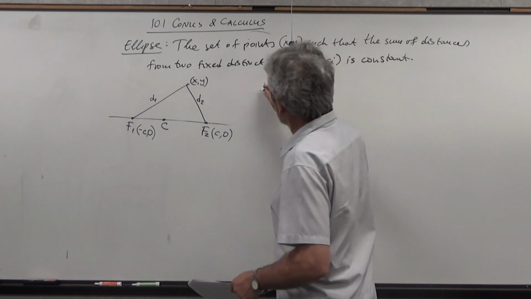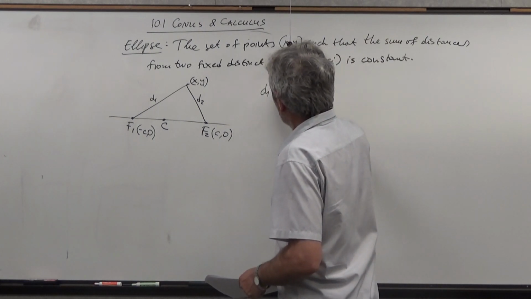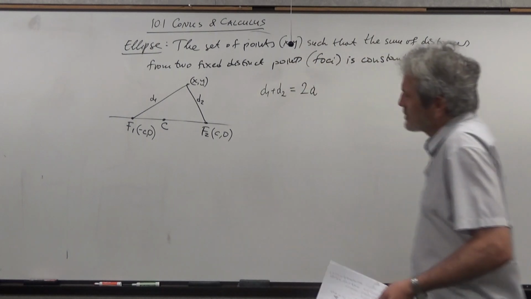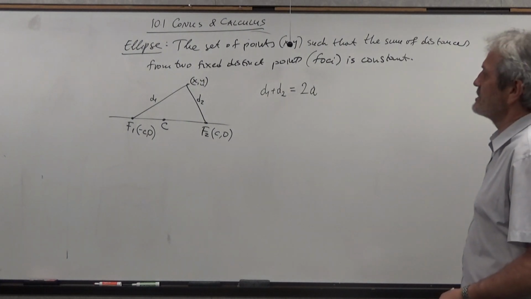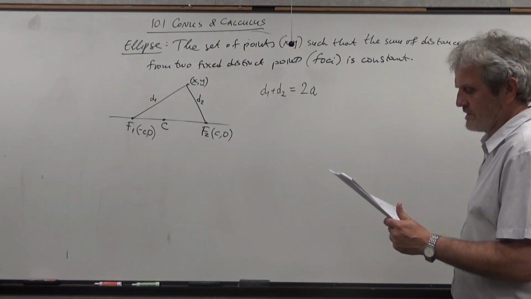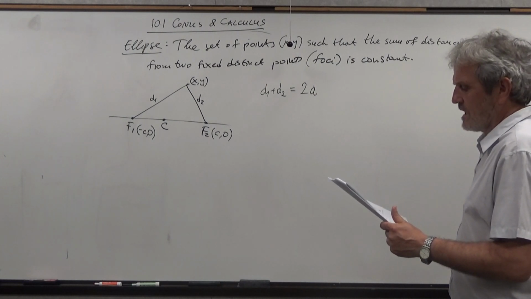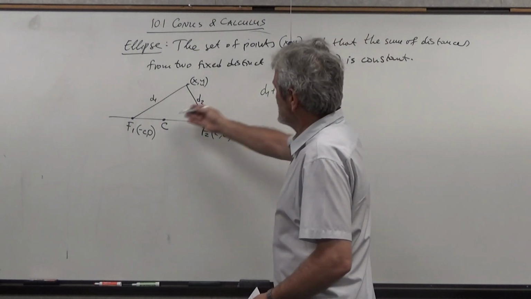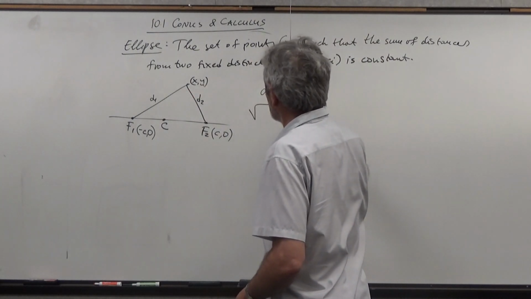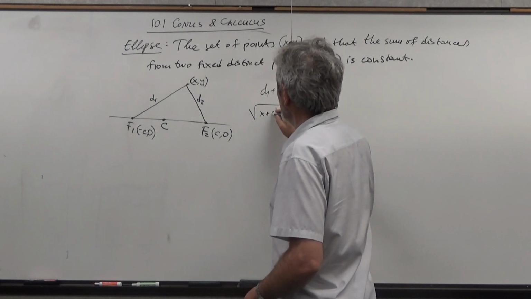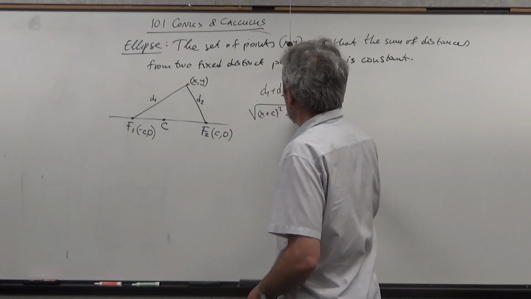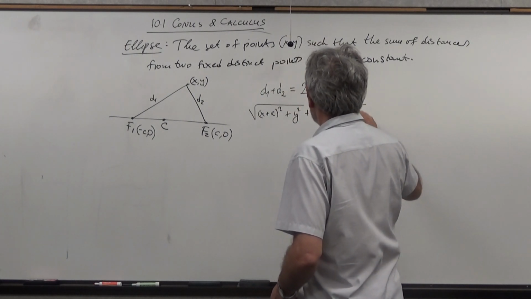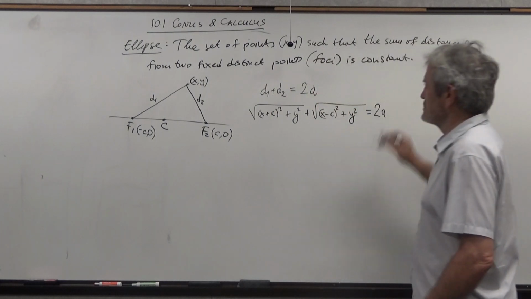So we'll say d1 plus d2 is constant. And that constant is called 2a for convenience, because it will appear in the equation. Did I derive that? I did not. Okay, I'll derive it quickly. Distance 1 is the square root of (x plus c) squared plus y squared, plus the square root of (x minus c) squared plus y squared, equals 2a.